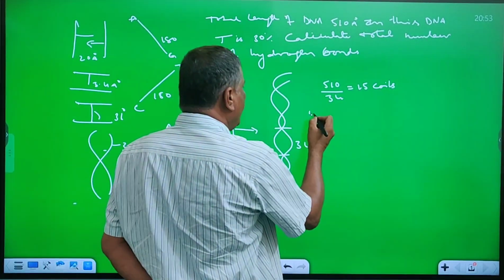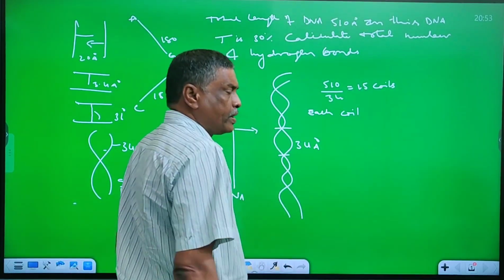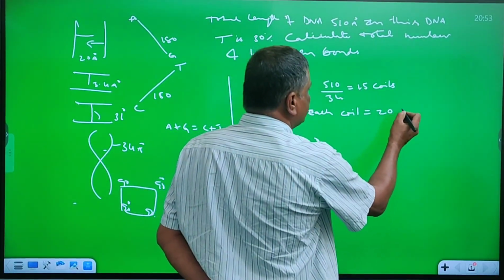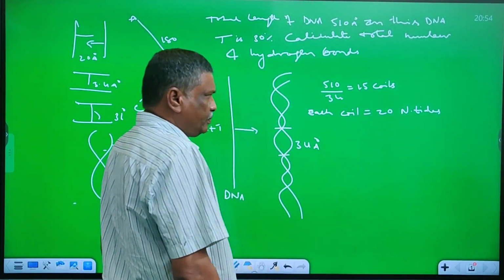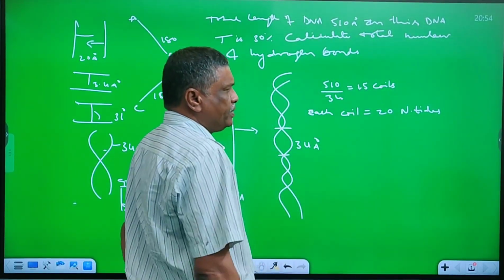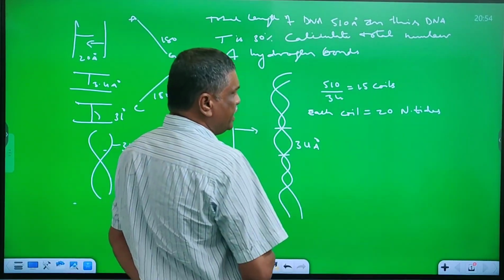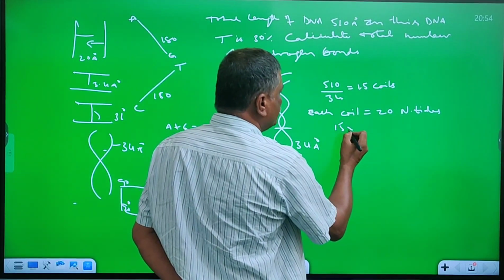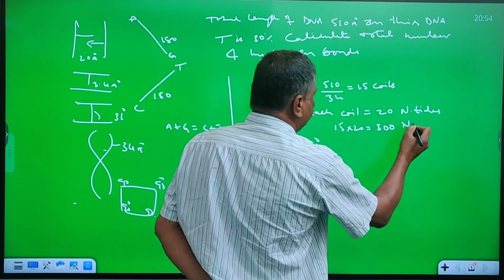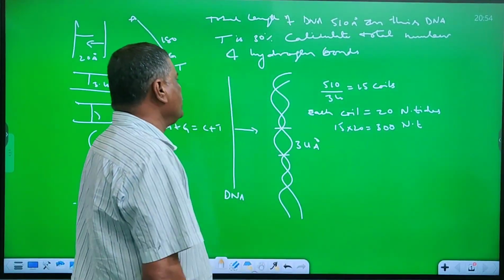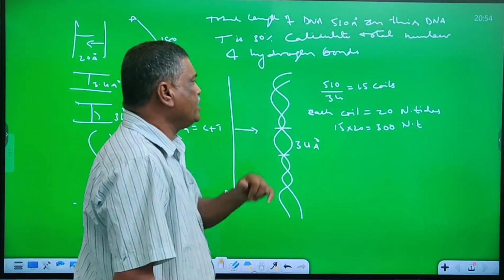Means each coil is filled with 20 nucleotides. Then we have 15 coils. Then calculate the total number of nucleotides in this length of DNA. 15 into 20 means 300 nucleotides. The total nucleotides enclosed within these 15 coils is 300 nucleotides.